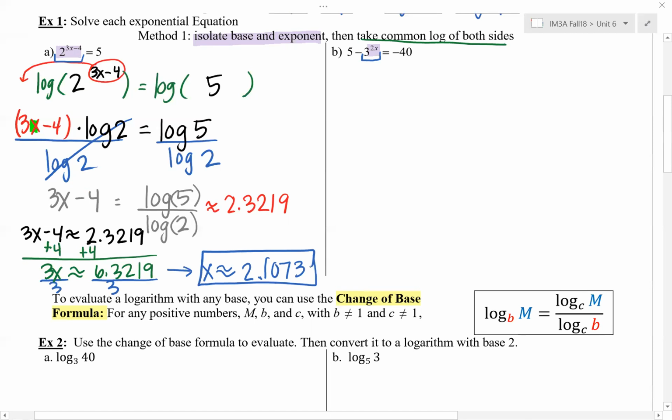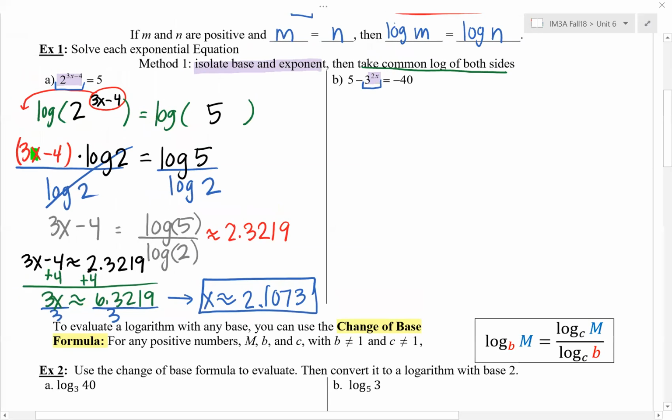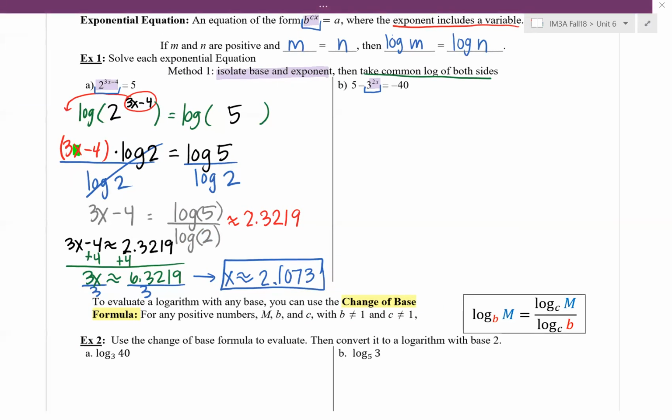Okay, so we isolated the base and exponent. Actually, we didn't have to. It was done for us. And then we took the common log of both sides. We used the power property to move our power to the front of the log. Okay, so in this step, we used our power property.